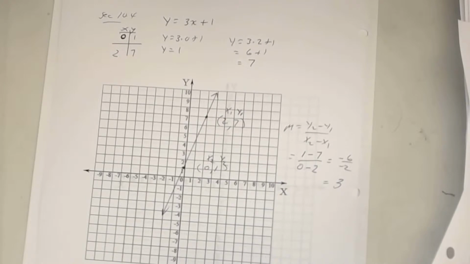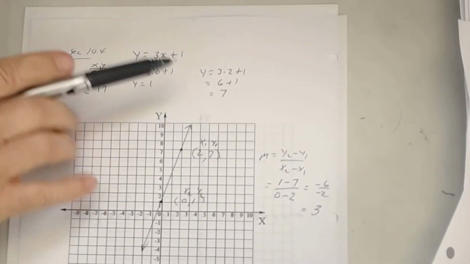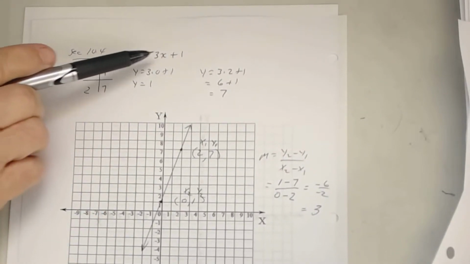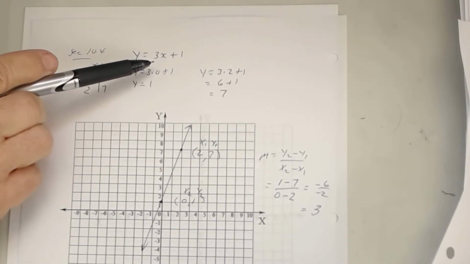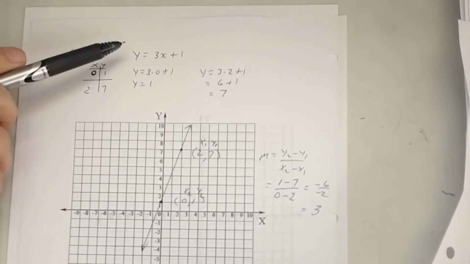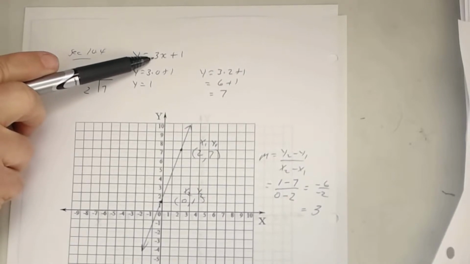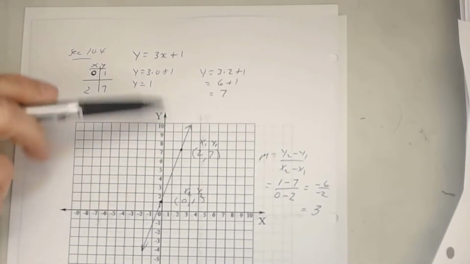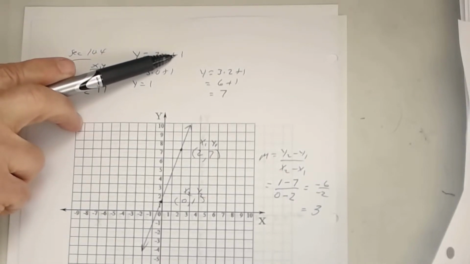Okay, I'm going to ask you this. If I look at this equation over here, if I look at this equation right here, do you see the slope listed anywhere? What is the slope of this problem? 3. I'm going to ask you again. If I look at this equation right here, do you see the slope at all? Yes. The slope is the coefficient of x. Do you see the y-intercept at all? Yes, you do. The y-intercept is your constant.